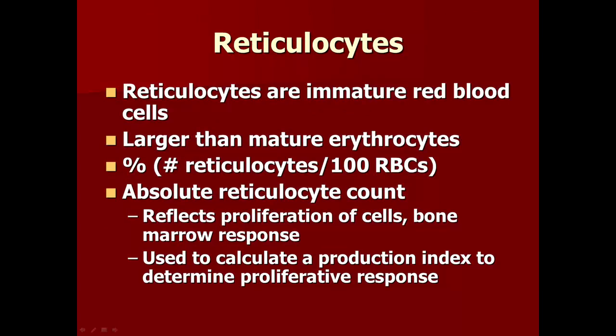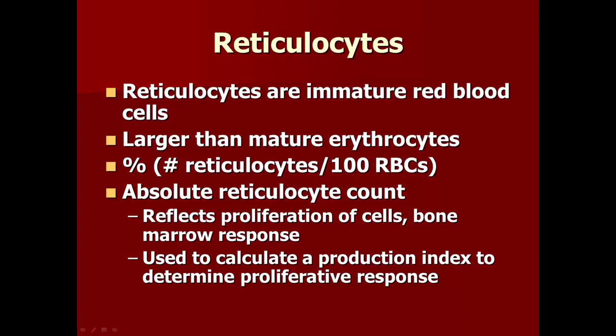We can also take a look at the reticulocytes. Reticulocytes are immature red blood cells. Reticulocytes are larger cells than mature cells. If you remember from your normal physiology, red blood cells actually mature in the circulation. As they become mature in the circulation, they become more iron dependent and they become a little bit smaller as they undergo maturation. As a result, then, we can look at the percentage of reticulocytes in the circulation.